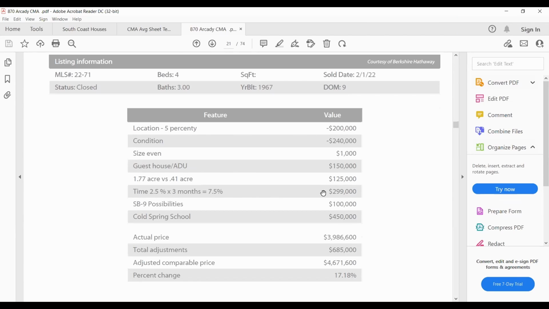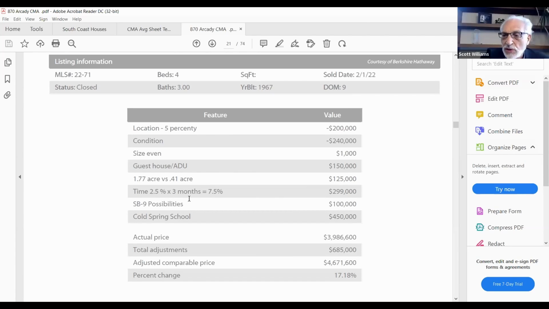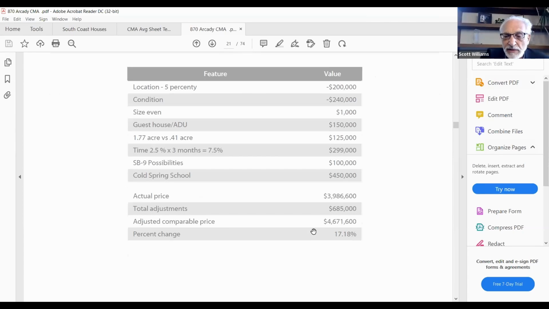There's $300,000 of difference here because that one sold 3 months ago, and I'm using the aggregate 2.5% per month change in Montecito, 7.5%. I'll end up with way too low a price if I don't take that time into effect. There's the SB9 possibilities. And again, Cold Spring School, and I get $4,600,000.